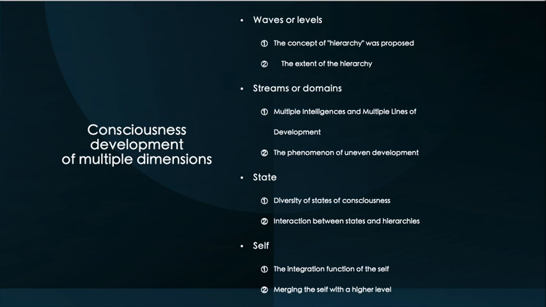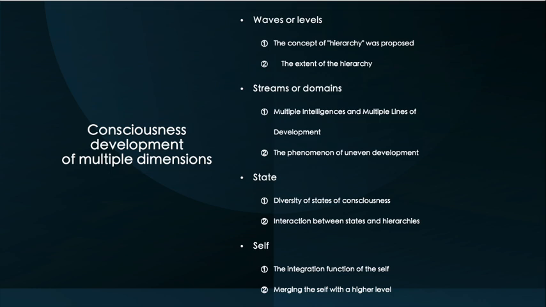This leads to the phenomenon of uneven development, because different lines can diverge from each other or be relatively independent of each other. A person may reach a relatively advanced stage at the cognitive level, but remain at a lower level at the emotional or moral level. Wilber's model encourages a balanced consideration of the development of these different domains, rather than focusing on a single intelligence or a single awareness.